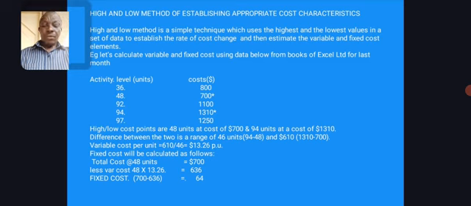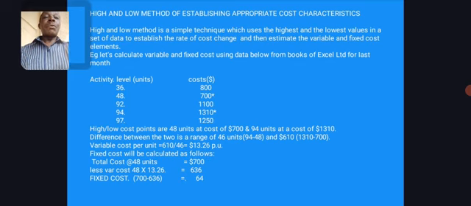And what is involved? Just pick the highest and the lowest values in a set of data, and then calculate the rate of cost change. This will help you to determine the variable cost. And with the variable cost determined, you'll now be in a position to calculate the fixed cost.